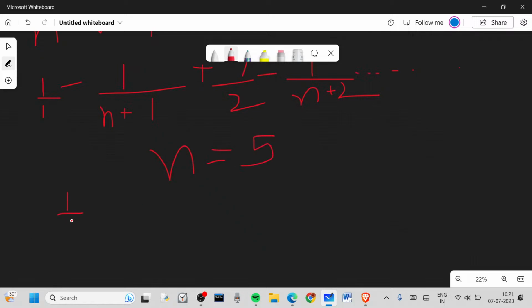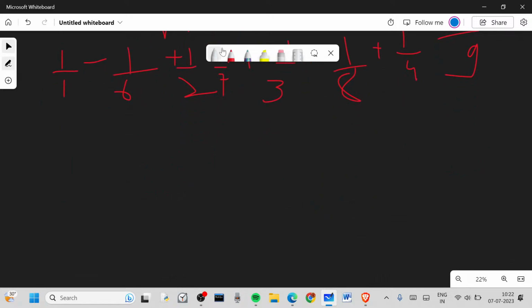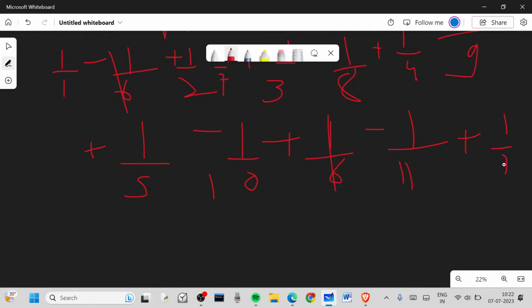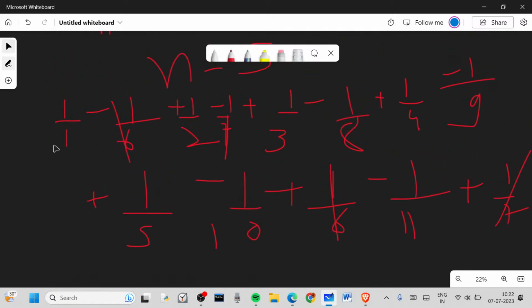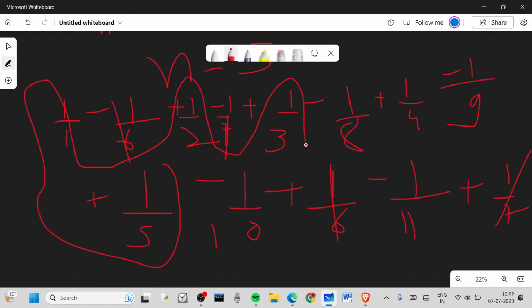So 1 by 1 minus 1 by 6 plus 1 by 2 minus 1 by 7 plus 1 by 3 minus 1 by 8 plus 1 by 4 minus 1 by 9 plus 1 by 5 minus 1 by 10. Oh yes. Plus 1 by 6 minus 1 by 11, and this gets cancelled. Plus 1 by 7 minus 1 by, yes, this also gets cancelled. So precisely for n is 5, we are getting till 5 and rest all are getting cancelled, right? I hope you are convinced with it.